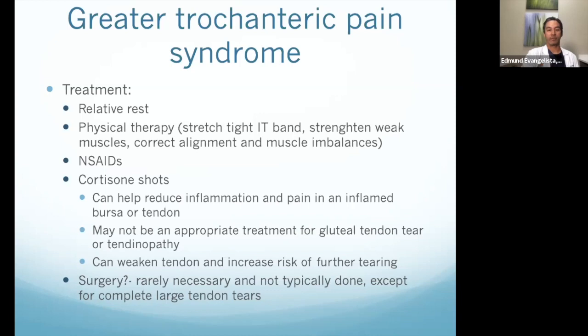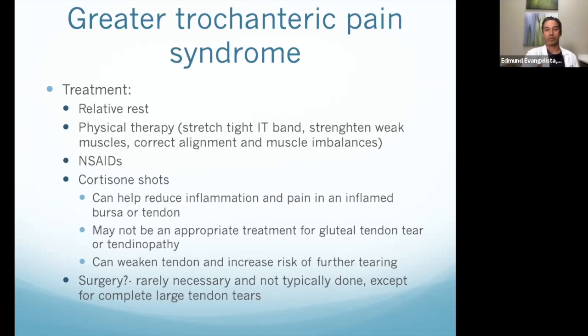What about surgery for this condition? Surgery is rarely necessary. If someone goes to a surgeon with gluteal tendinopathy or partial tearing, surgery is rarely recommended. Only if the tendon is completely torn and if there's a large tear of the tendon, then they would theoretically go in and repair it. So it's not a very common surgery.